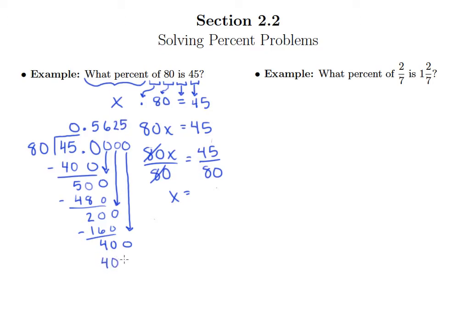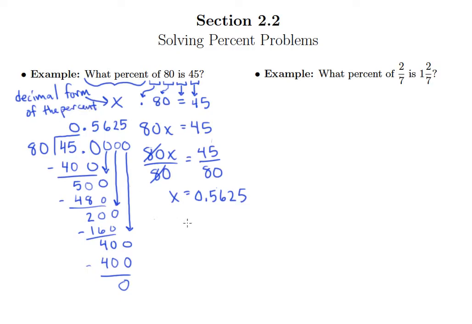Now let's understand what we've just figured out here. We've just figured out that x is equal to 0.5625. Now, is that our answer? Well, actually, it's not quite our answer, because remember that in the percent equation, the part representing the percent is not exactly a percent, it is the percent in decimal or fraction form. So x is the decimal form of the percent.